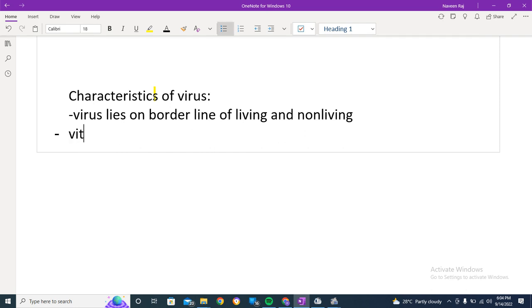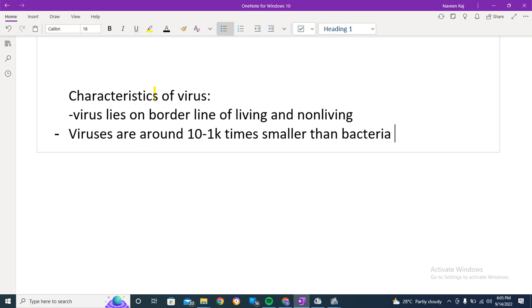Moving forward, let me tell you a point: viruses are around 10 to 1000 times smaller than bacteria. So can you imagine, we have got a cell that is a microscopic structure, then we have got bacteria that is even smaller than that, then we have got viruses that are around 10 to 1000 times smaller than that.